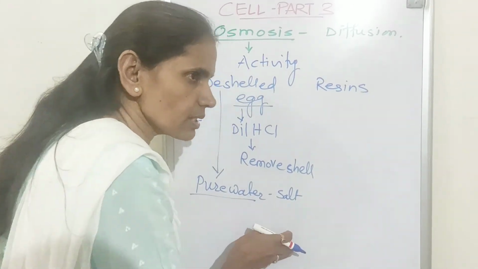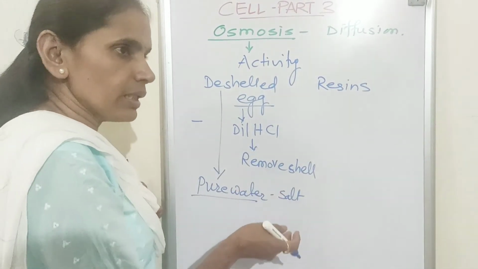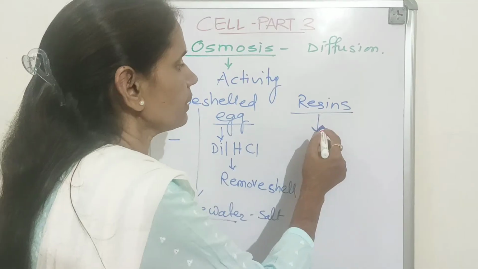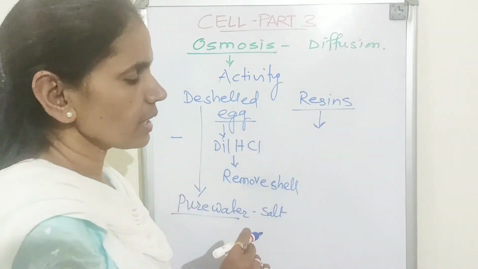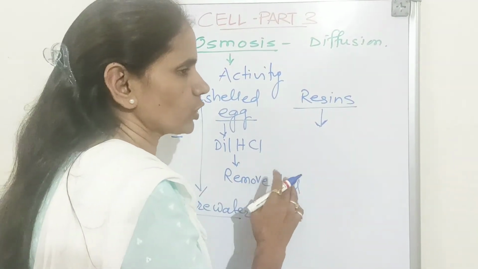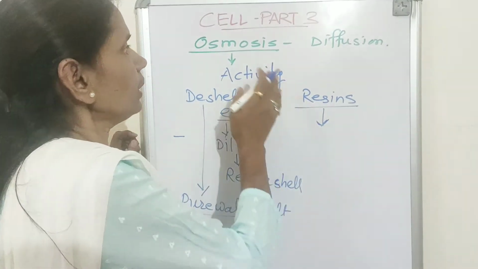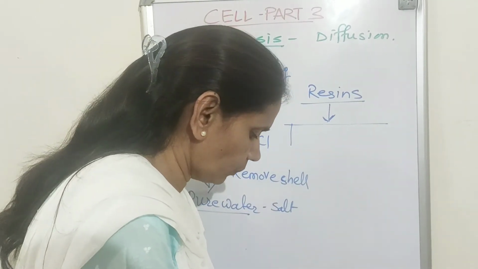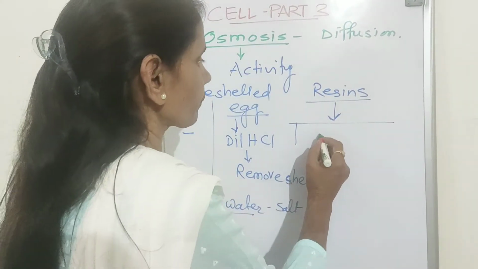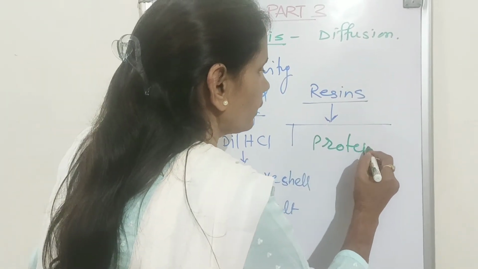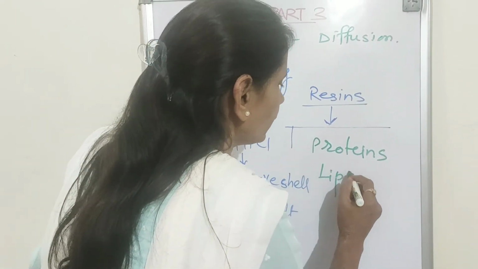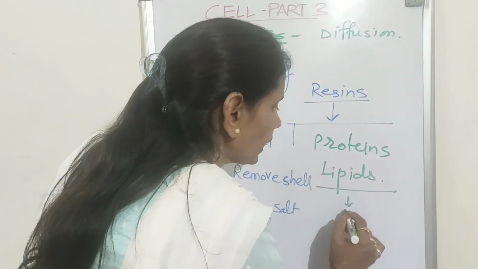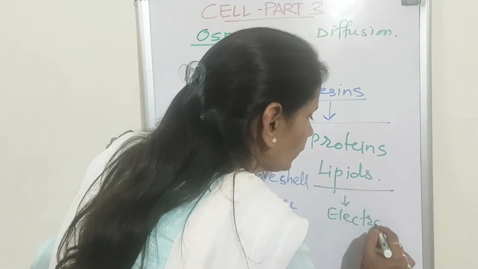While in the other case, the water molecules will move from the egg towards the outside and there will be shrinkage of the egg. Similar results are obtained when the raisins are suspended in different concentrations of sugar solution. Now the plasma membrane is structurally made up of three major components, namely proteins, lipids and carbohydrates. But the actual structure of the plasma membrane can be observed only under an electron microscope.